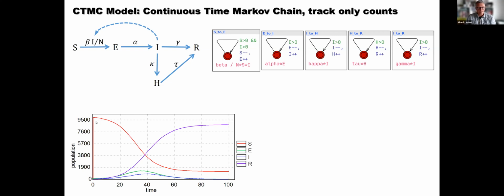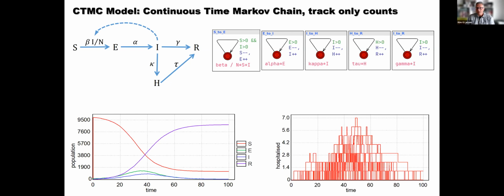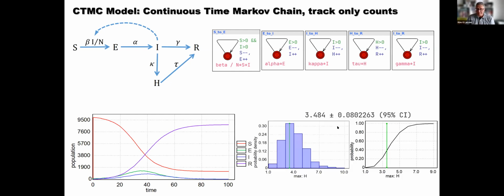So you can see here the number of susceptible goes down, and the number of recovered goes up, as you see here. But now when you look at the hospitalized situation, it's no longer deterministic. You actually get some idea that there can be quite a variance in how many people will be hospitalized in this stochastic model. So that's one model you could favor.